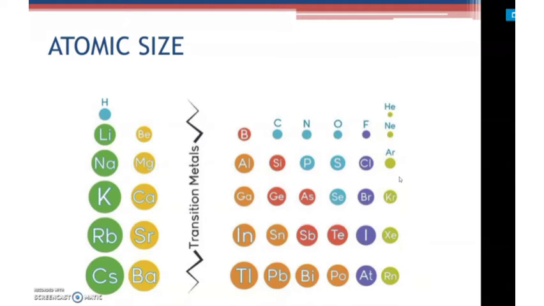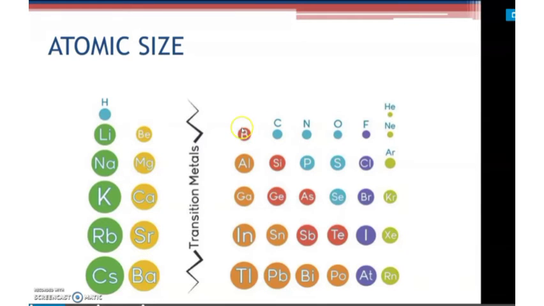Then we'll see the atomic size. How does the atomic size vary down the group? We know the general trend of atomic size. While moving down the group, atomic size increases. Moving left to right in the periodic table, the atomic size decreases. These all things we know. So the same effect you can see in the boron family.